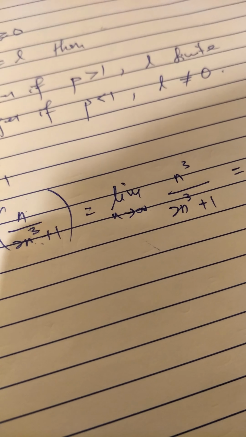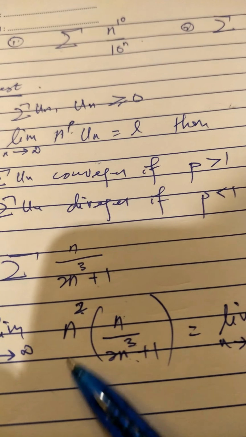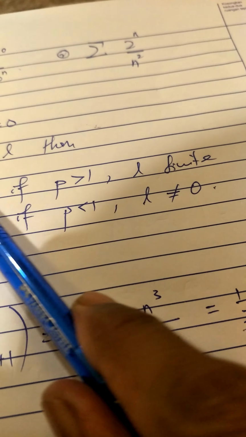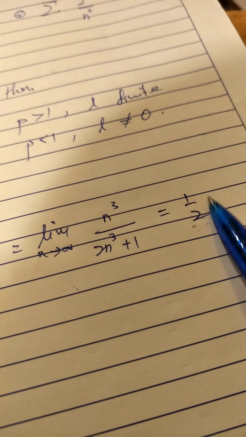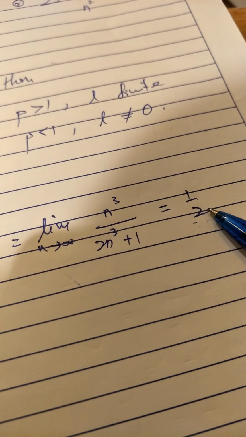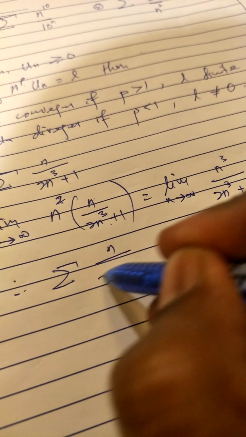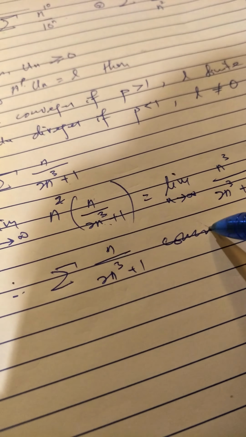Half. If you look at this, we have p greater than 1. In our case p is 2, and L, which is the limit of that expression, is finite. In our case it's half, which is finite and different than 0. So therefore the series n over 2n cubed plus 1 converges.